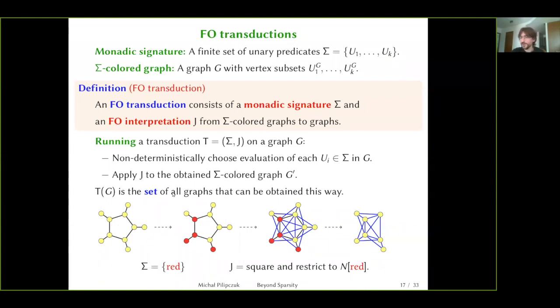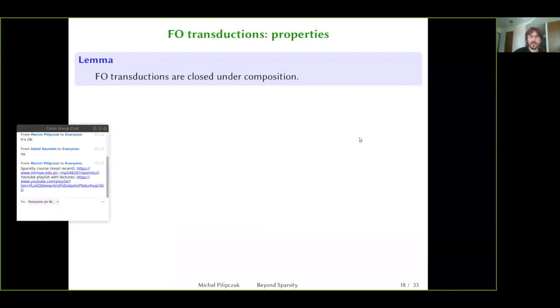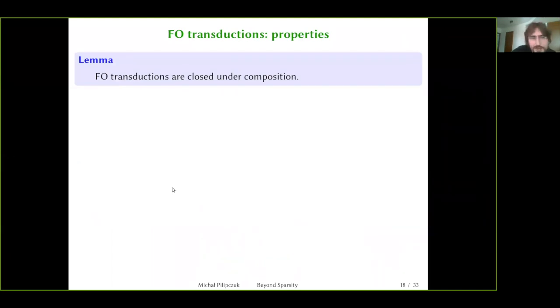Of course, for other choices of the red vertices, I could get different outputs at the end. So this is a transduction. Are there any questions at this point on the notion of a transduction? Okay, good. So let's look at this notion of a transduction as a containment notion for graphs.